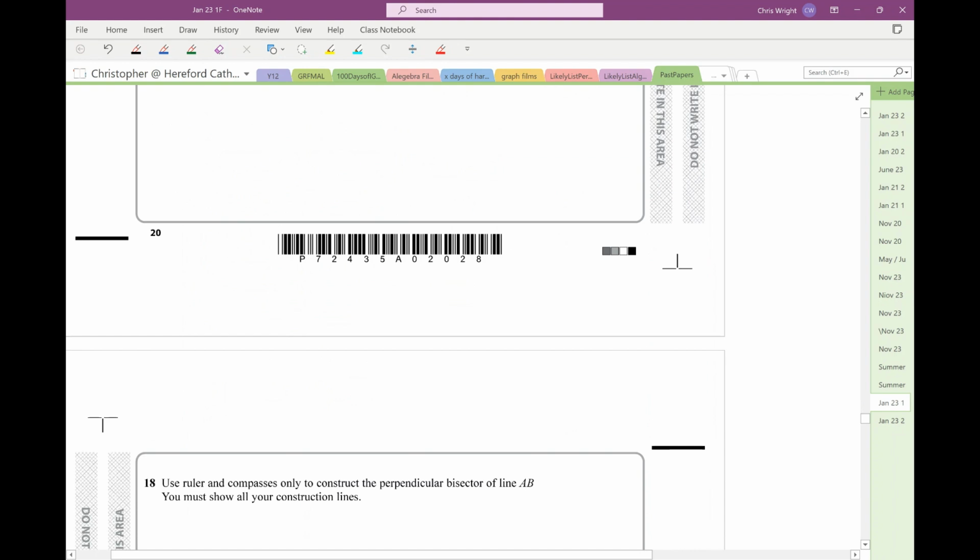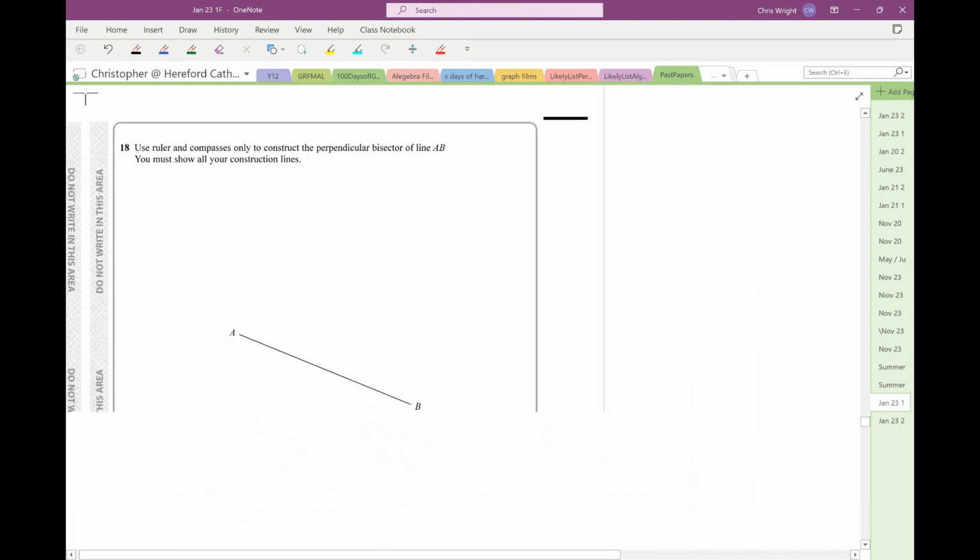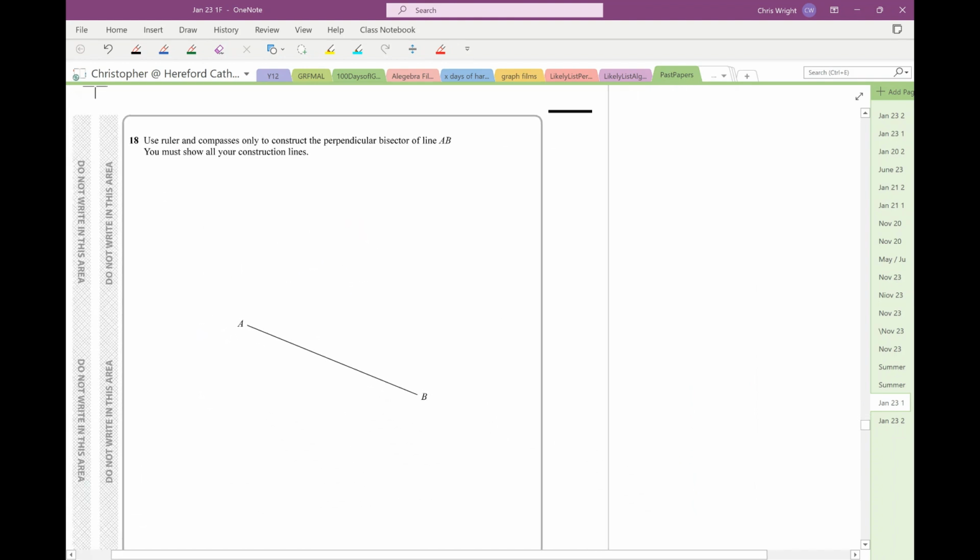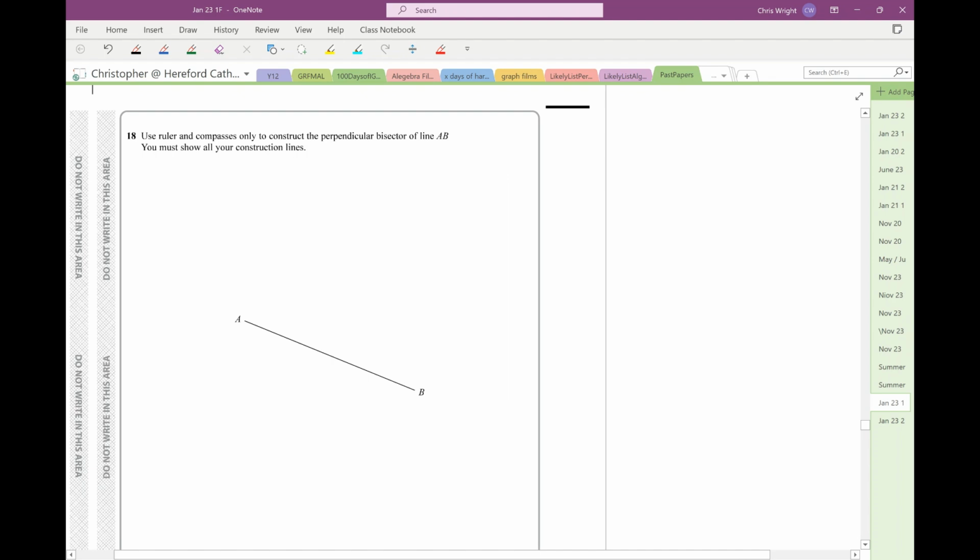Right, question 18. Use a ruler and compass only to construct the perpendicular bisector of the line AB. You must show all your construction lines. I'm not going to be able to do this for real, but I'll show you what you should do. Open your compass, it's got to be at least half of the length. So maybe open it about there.